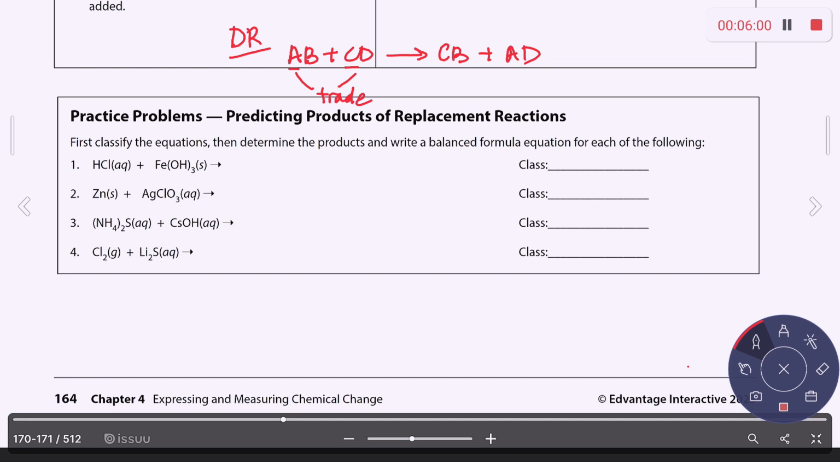Yeah. Can you tell me what number 2 is? Yeah, single replacement. And that's because you have an element combining with a compound. Okay, so we know that one. How about number 4? Single replacement. Okay. So now let's go back to 1 and 3. What do you think those are? Yeah, those are double replacement.